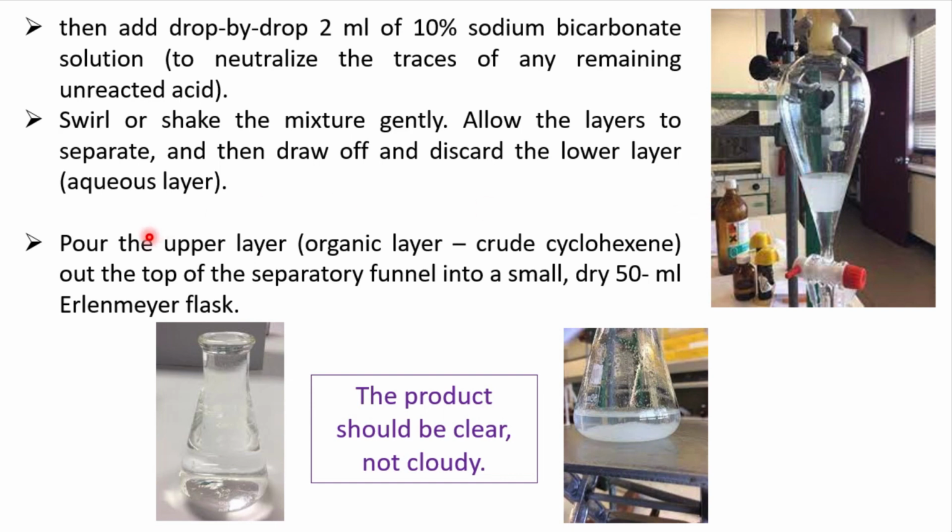So you pour the upper layer, which in this case will be your cyclohexene, out of the separatory funnel, and then you allow it to dry. So the product should be very clear, not cloudy. So this is our product, our cyclohexene, and this was the starting material, which was the cloudy solution, which is the aqueous layer we don't want.